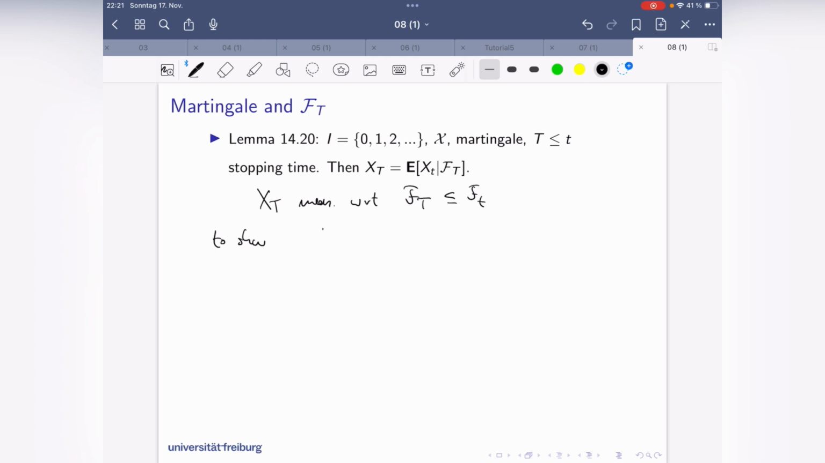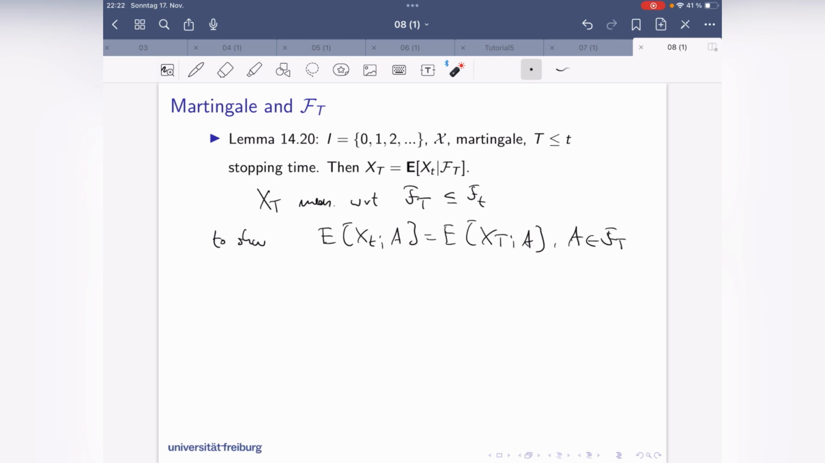I claim the expectation of X_t on some set A equals the expectation of X_T on the same set A for all A in F_T, which is the sigma algebra of the big T past. Why does this suffice? So X_T is F_T measurable anyway.